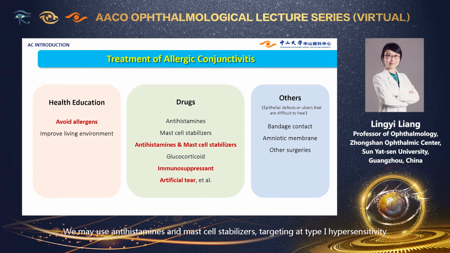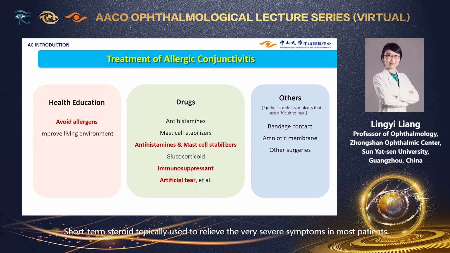We may use antihistamines and mast cell stabilizers targeting type 1 hypersensitivity. That means perennial allergic conjunctivitis and seasonal allergic conjunctivitis patients. In contrast, vernal keratoconjunctivitis and atopic keratoconjunctivitis are caused by type 4 and type 1 allergic hypersensitivity. Therefore, topical immunosuppressants such as cyclosporin A or tacrolimus are required to suppress the activated T cells as well as the mast cells.